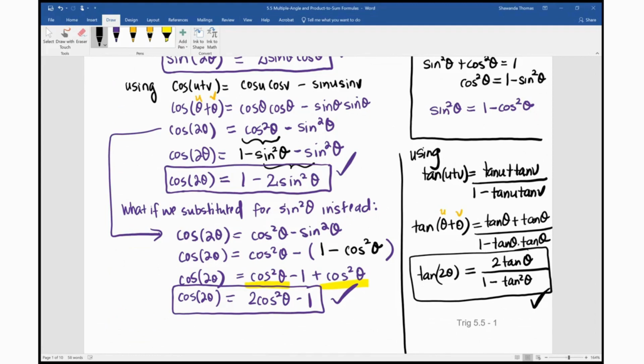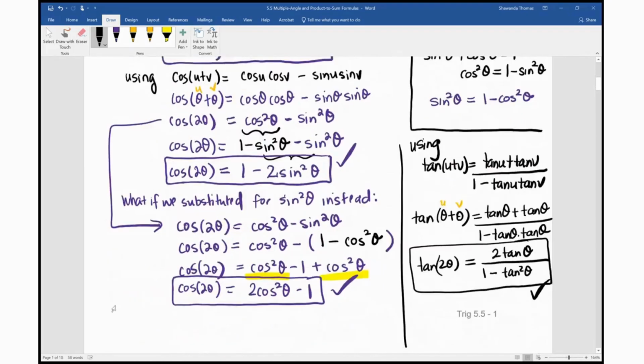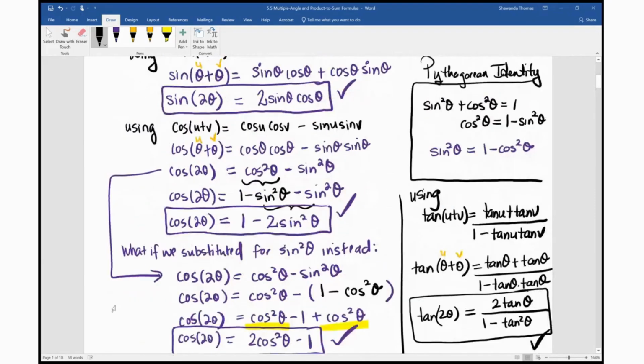Now that we've proven some of those, let's just use it before we go off to the next set of formulas. So it's so many formulas. I'm definitely gonna give you the formula sheet. It's too many formulas to memorize.